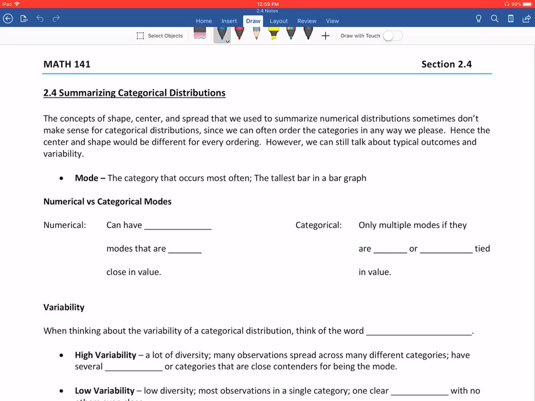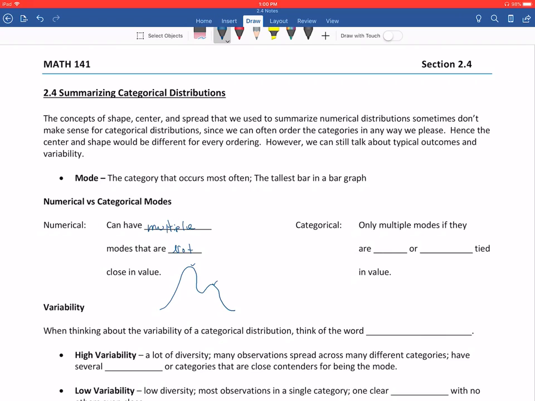Just a reminder, mode is the category that occurs most often, and it should be the tallest bar in a bar graph. There is some difference between numerical and categorical modes. For numerical, you can have multiple modes, which we've seen before. They can have multiple modes that are not close in value. So for instance, for numerical, we could have something that went like this, and we could call both of these modes, even though they are not close in value.